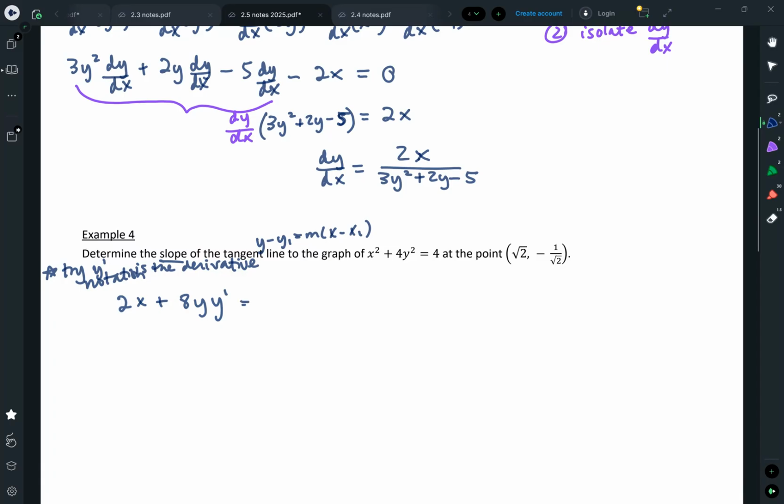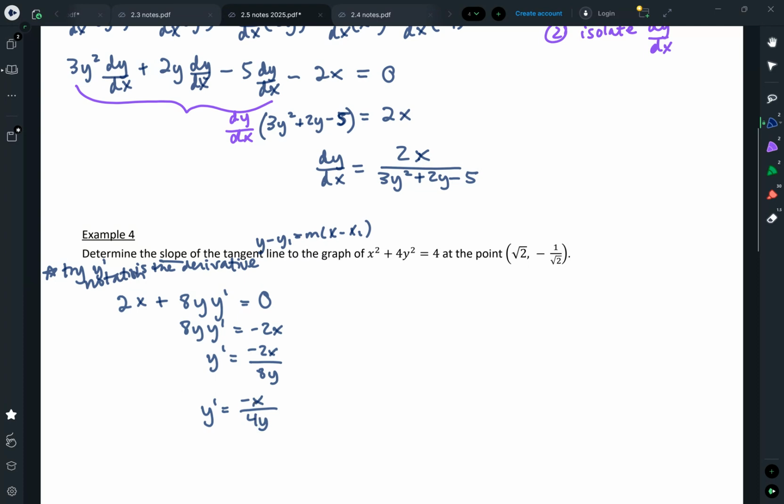Equals, derivative of 4 is just 0. So this is definitely a lot easier. It's a lot faster to write, but the y and the y prime are not the same. We cannot make them like y squared or something, and that's my concern. So I'm going to subtract 2x on both sides, and then divide both sides by 8y, and then simplify it. So y prime is going to be negative x over 4y.